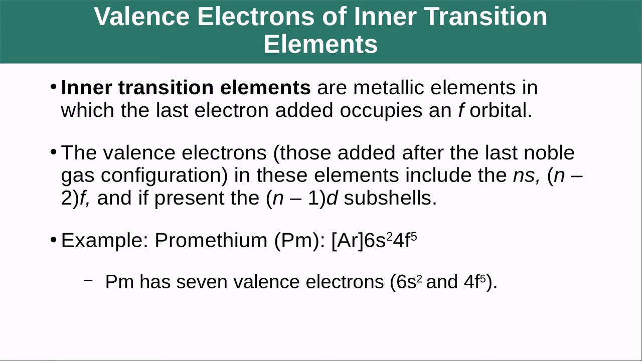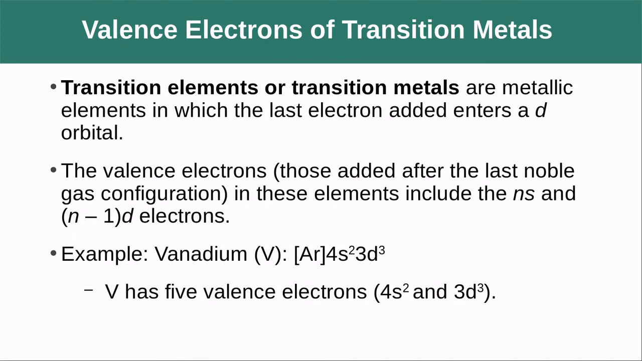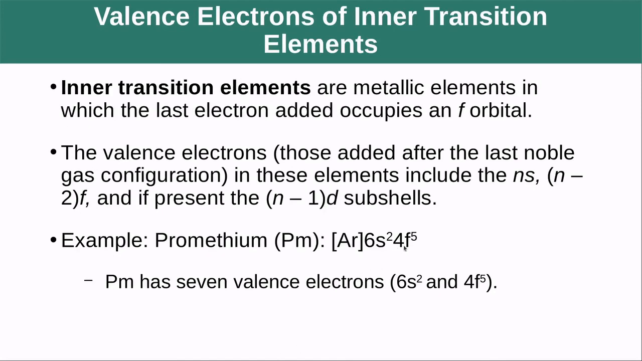Inner transition elements are metallic elements in which the last electron added occupies an f orbital. The valence electrons, those added after the last noble gas configuration in these elements, include the ns, n-2 f, and if present, the n-1 d subshells. So here we can see that we're going to include both, for promethium, the 6s and the f subshell as being valence.